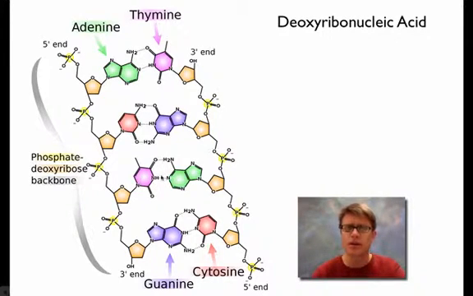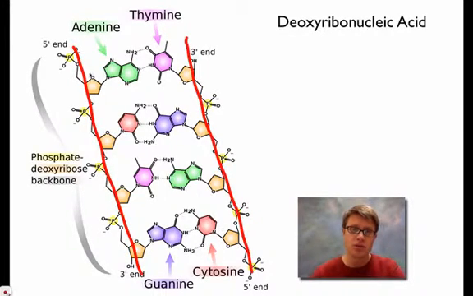Let's talk about some of the larger parts of DNA. If we look at the backbone, so the backbone is going to be on this side and on this side, and DNA kind of looks like a ladder. In other words, if this is the backbone, then the rungs of the ladder are going to be the nitrogenous bases that go right down the middle.